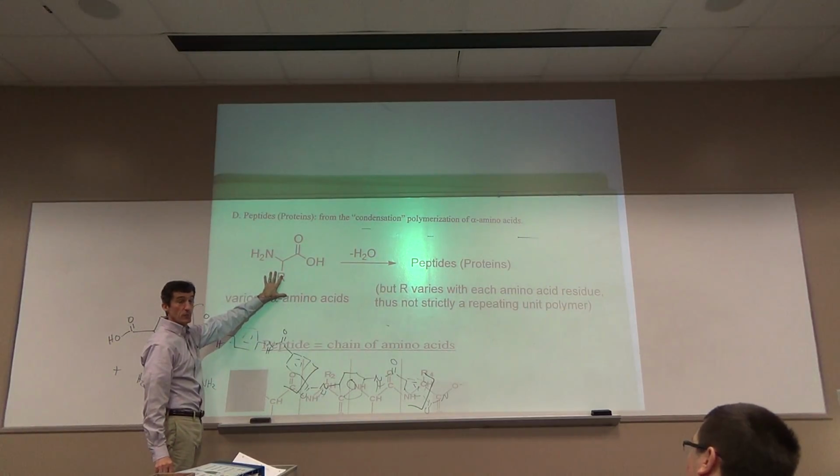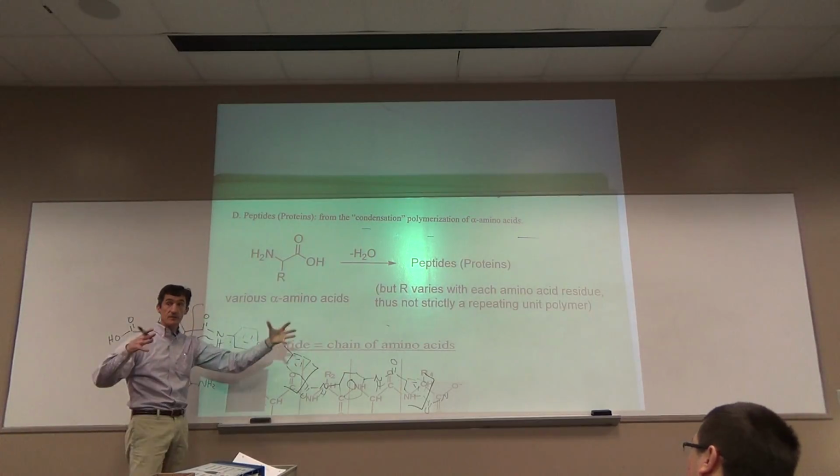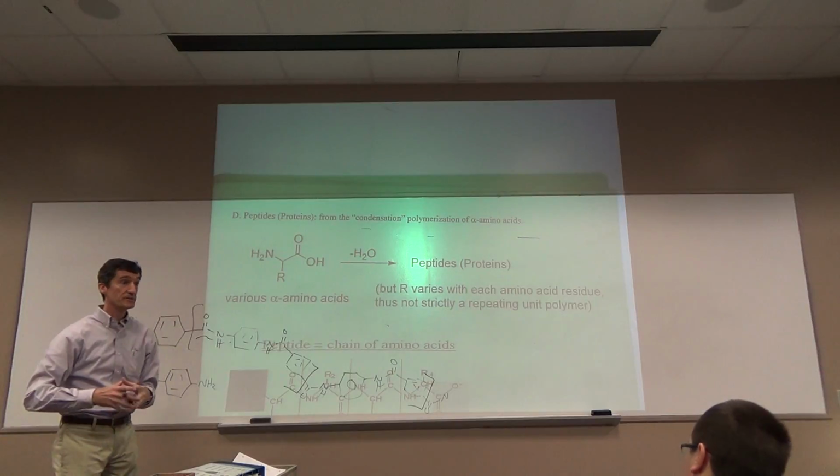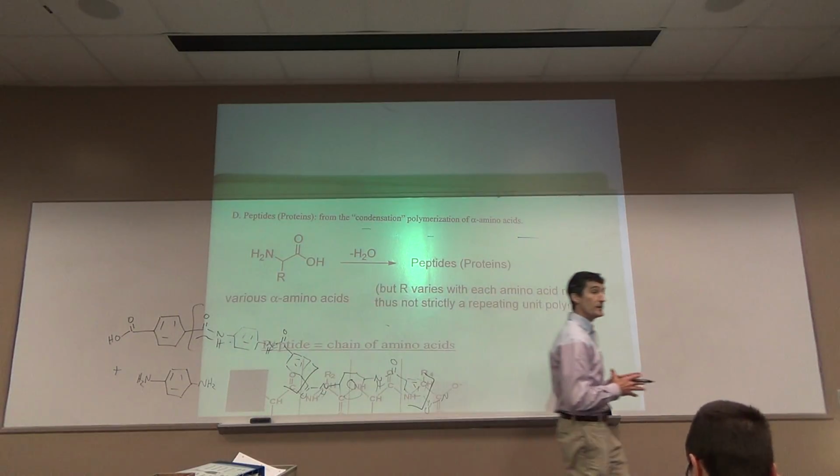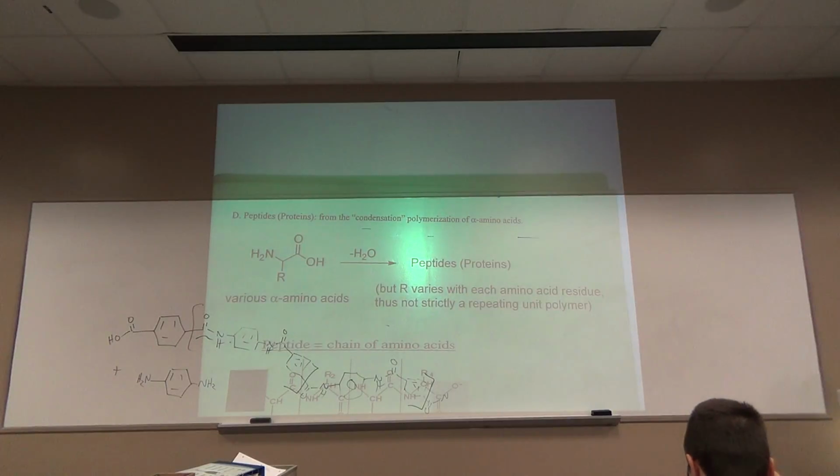And of course, this would be more than a copolymer. I mean, you've got multiple. You've got 20 different building blocks. But all these could come together and make a big polymeric chain called a protein through a condensation reaction, ultimately.